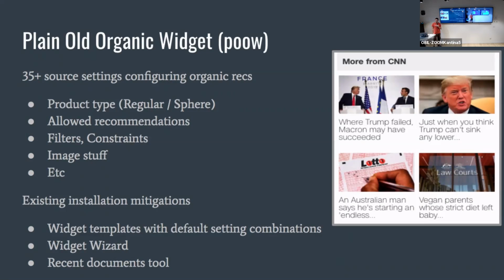So what are those settings configuring? It configures the product type, which recommendation are allowed. This is called the whitelist, some filters, constraints, and much more. So there are already tools to mitigate this huge problem, some tools to help configure the settings, and a little bit of visibility about the inventory in the form of a recent documents API. And that's it, more or less.